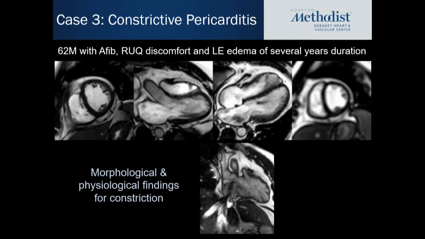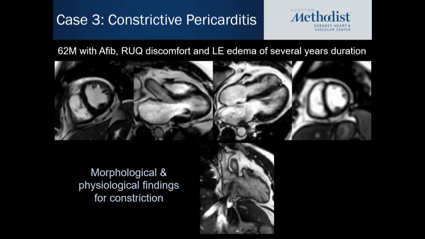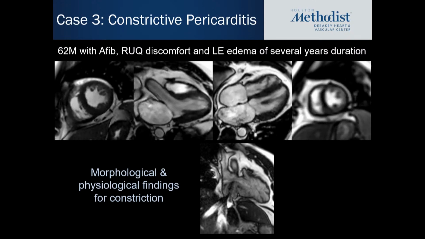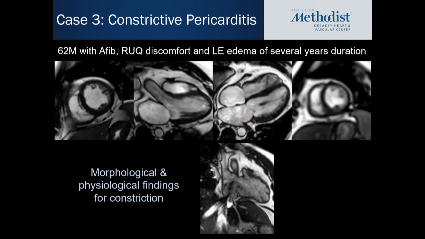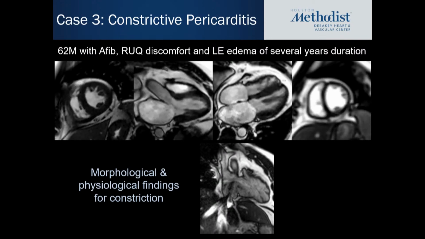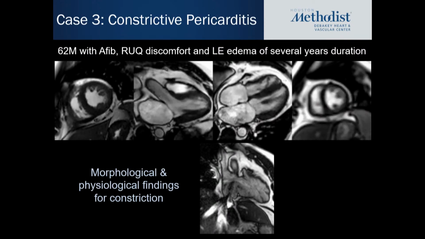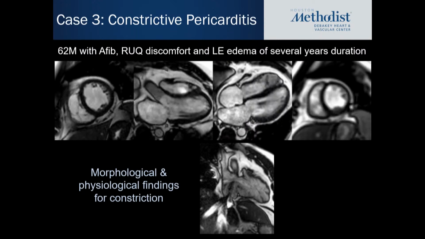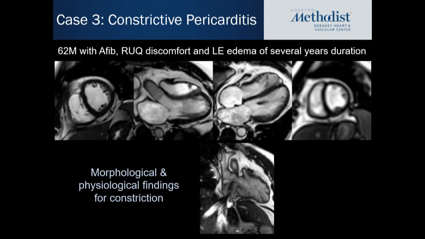Take a look at this heart. Same case, 80-62, atrial fibrillation this time, right upper quadrant discomfort, lower extremity edema, several years duration. There are a lot of interesting features that you're going to find. You're going to see what was mentioned. You'll see this kind of very thickening here. You can almost see that these ventricles have assumed a tubular shape. You can see this abnormal septal motion.